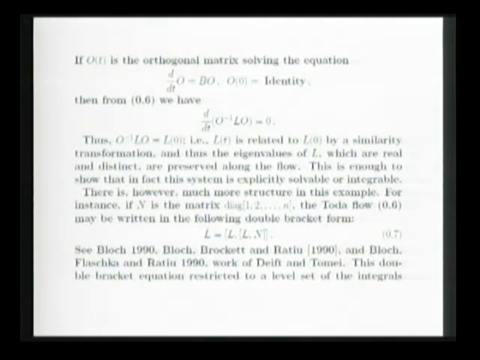And so you can show that this leads to an isospectral deformation. If O(t) is the orthogonal matrix solving this equation, dO/dt = BO, where O(0) is the identity, you can check that there's an isospectral flow. The eigenvalues of the matrix L are conserved. And in fact, for this system, this is enough to prove integrability, because the system is basically on a 2n minus 2 dimensional phase space. This gives you n minus 1 independent integrals.